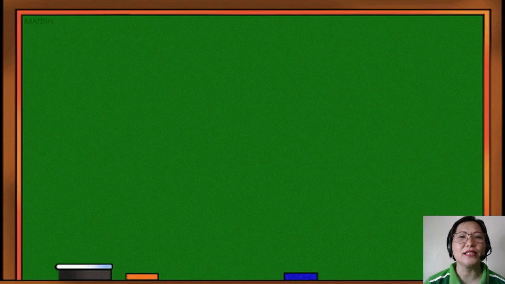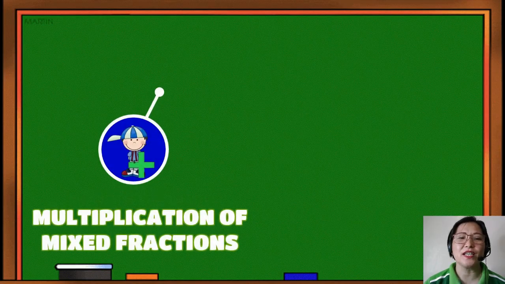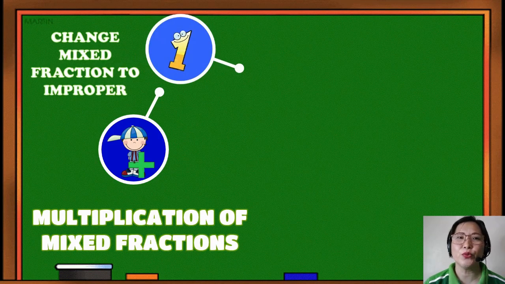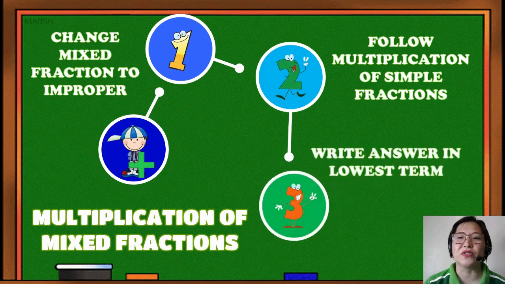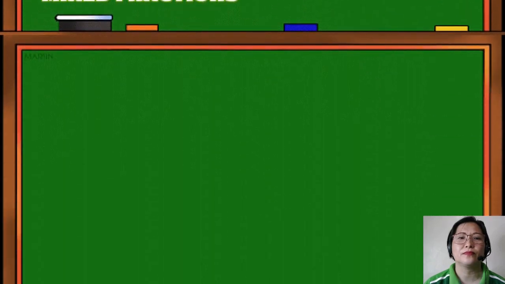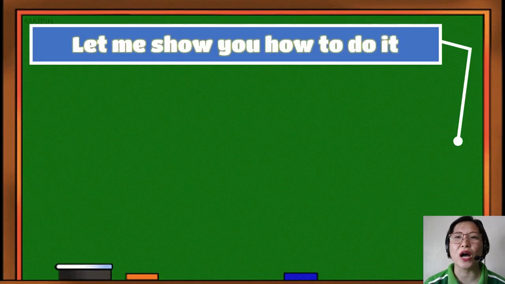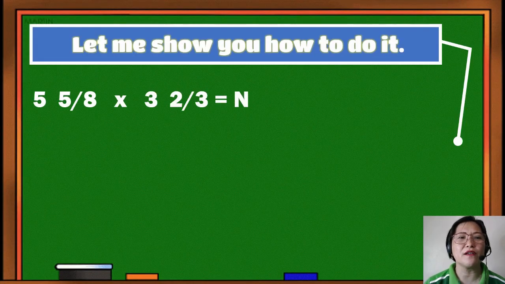We are now at the next topic, which is multiplication of mixed fractions. Here are the rules. Rule number 1, change mixed fraction to improper fraction. Rule number 2, follow multiplication of simple fractions. Rule number 3, write answer in lowest term. Let me show you how to do it. We have here 5 and 5/8 times 3 and 2/3 equals n.